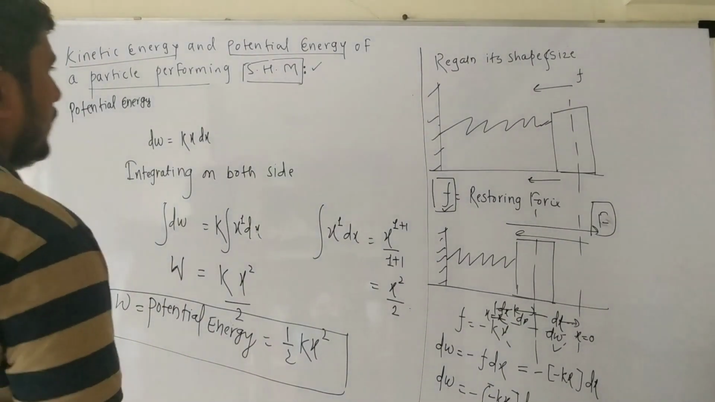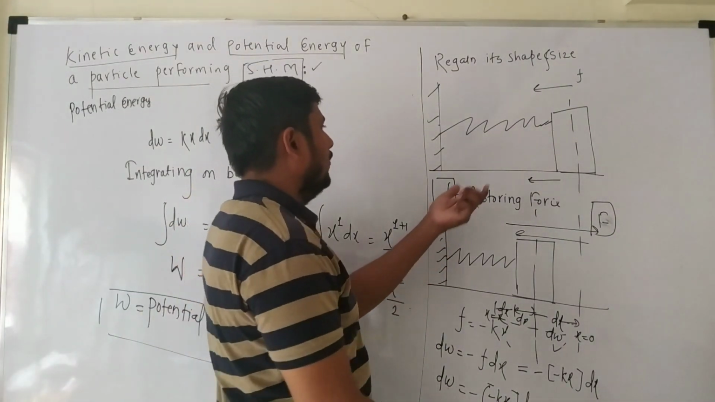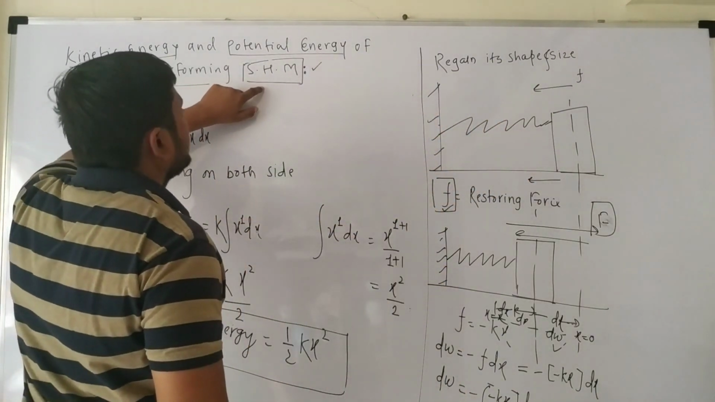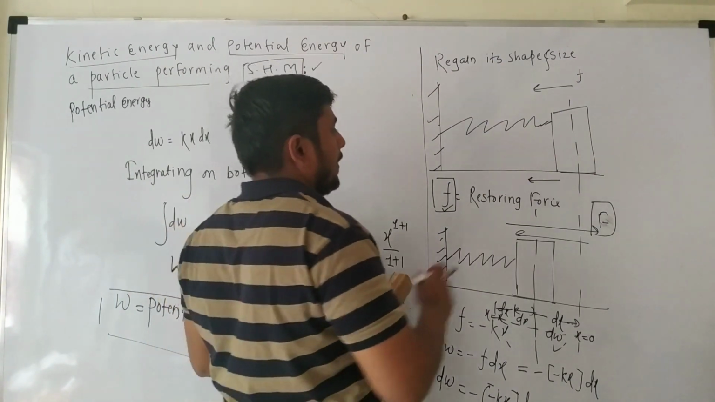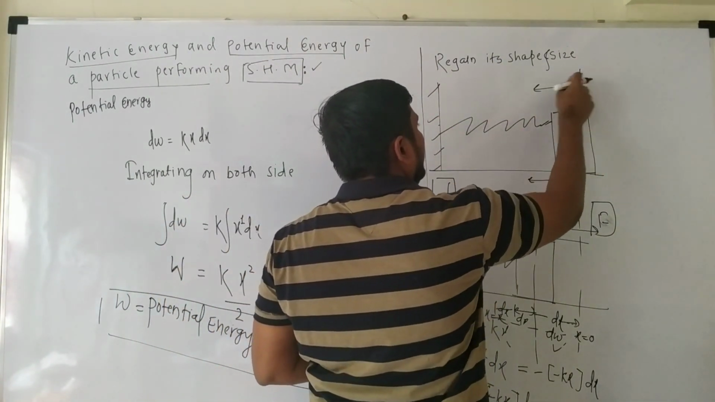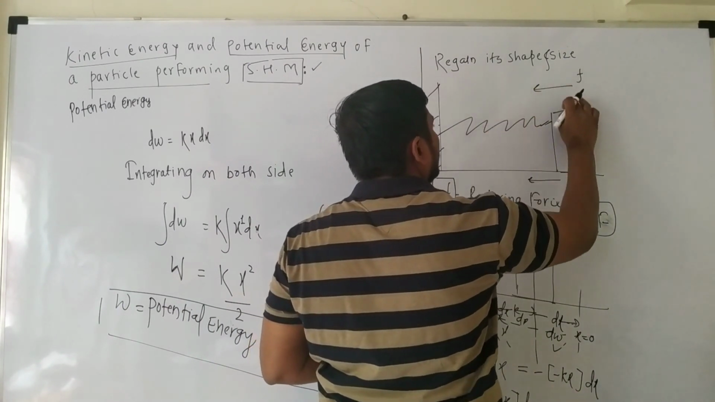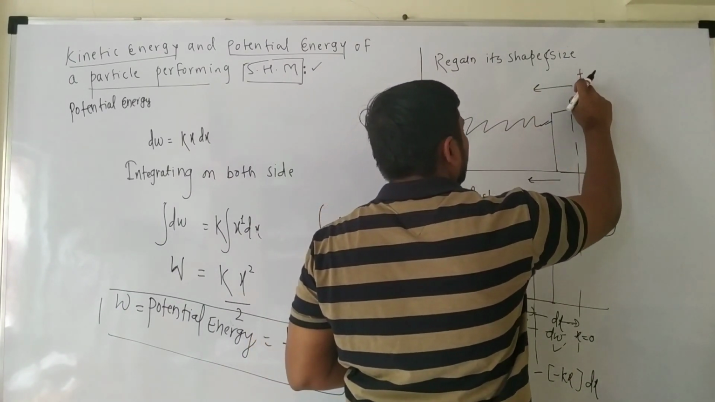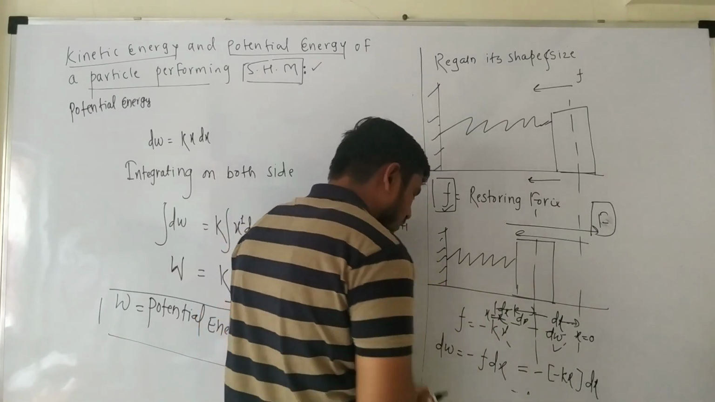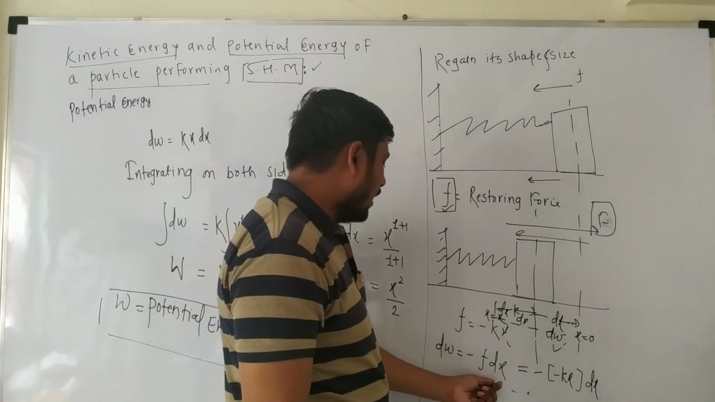Okay, I'll repeat for you again. We have a block. Why did I take a block? Because a block performs simple harmonic motion. Applied force is in a forward direction. Due to the elastic property, we have a restoring force that is equal to F. And due to this restoring force, we have a work done that is equal to dW. So dW I consider over here equals minus of F dx.